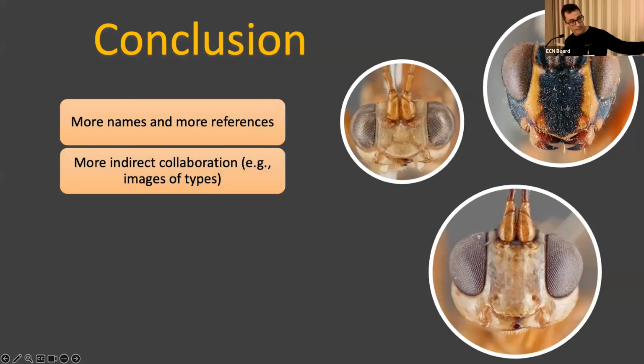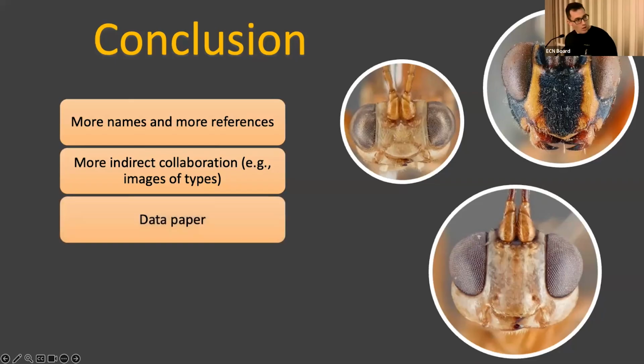And we are working with Gavin exactly to have at least the type images of all the Ichneumonids in the Natural History Museum in London. We need to develop a data paper that could give credit to the people, the curators, within the World Ichneumonid database. This is extremely important.